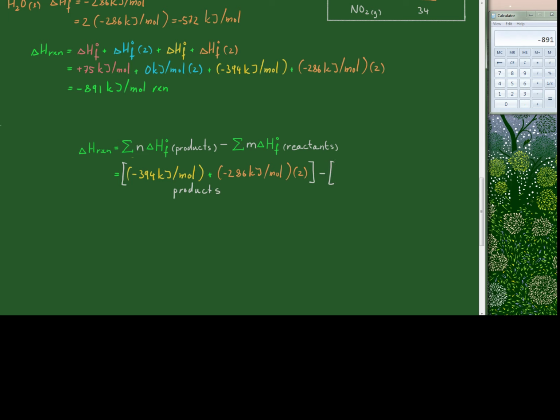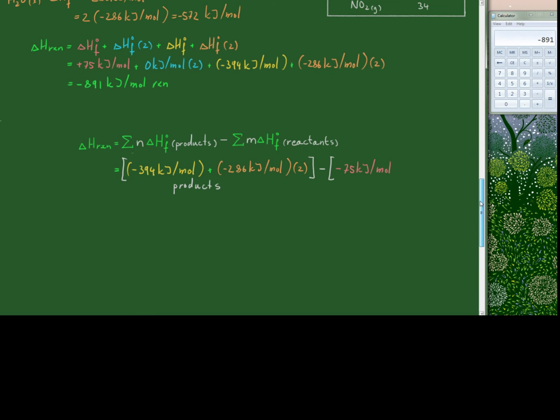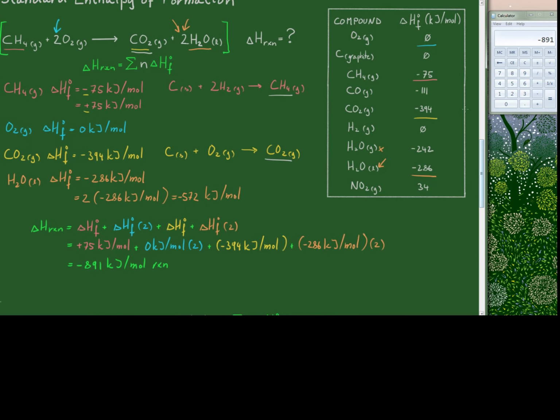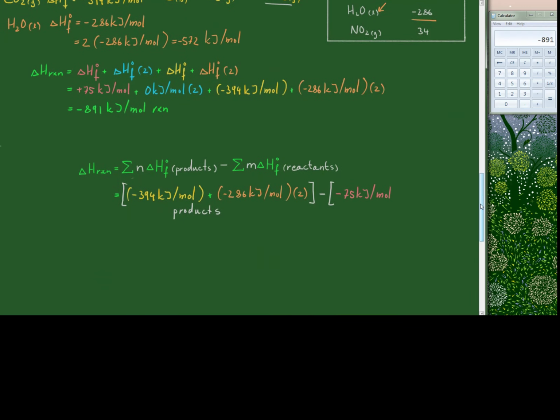And what are our reactants? Well, there was methane, so that was minus 75 kilojoules per mole. So in this particular case, when we're using this formula, we can use the enthalpies of formation as they are. We do not need to flip the sign. So up here we saw that the enthalpy of formation for methane is minus 75. So we can use that value as is, as long as we are using this particular equation.